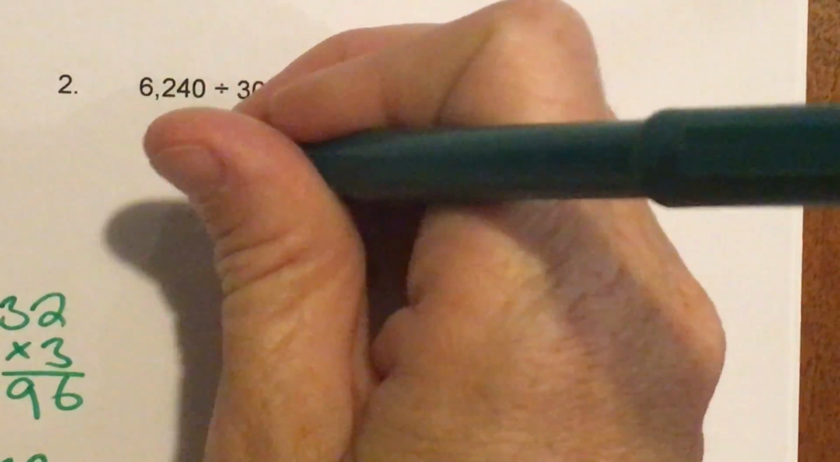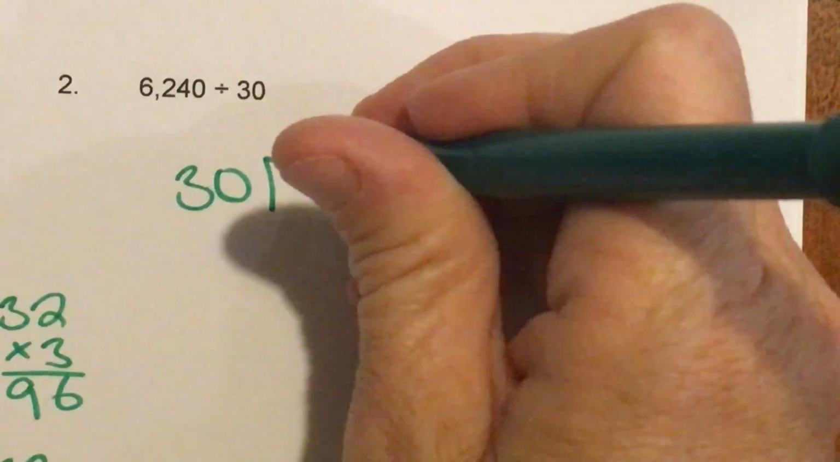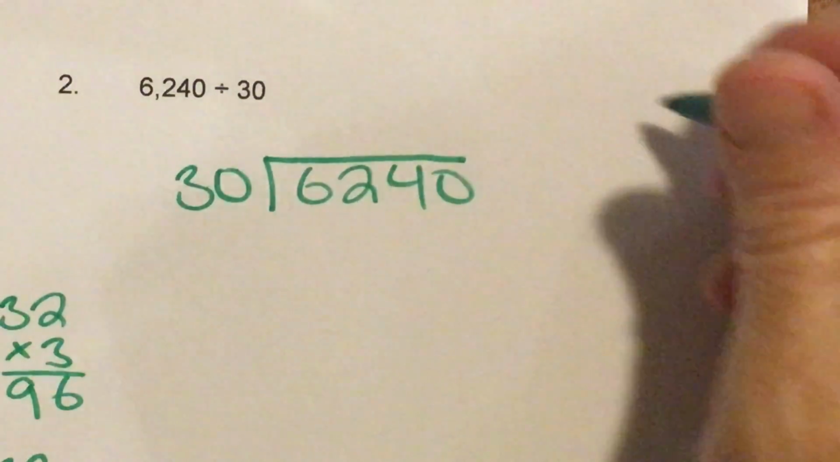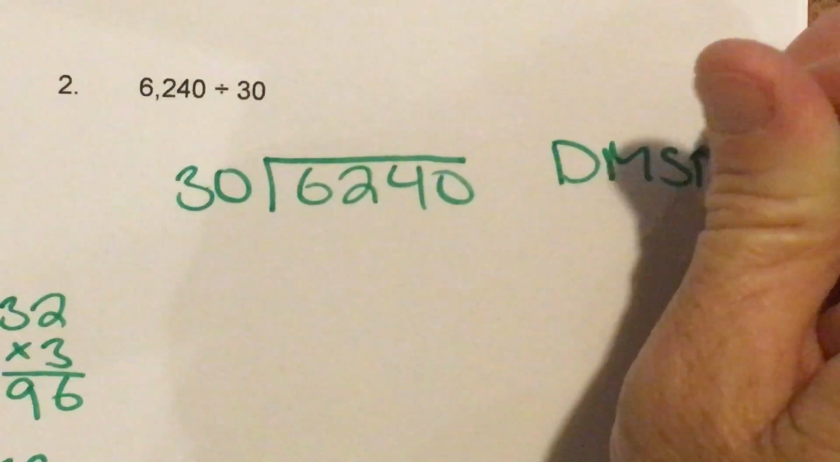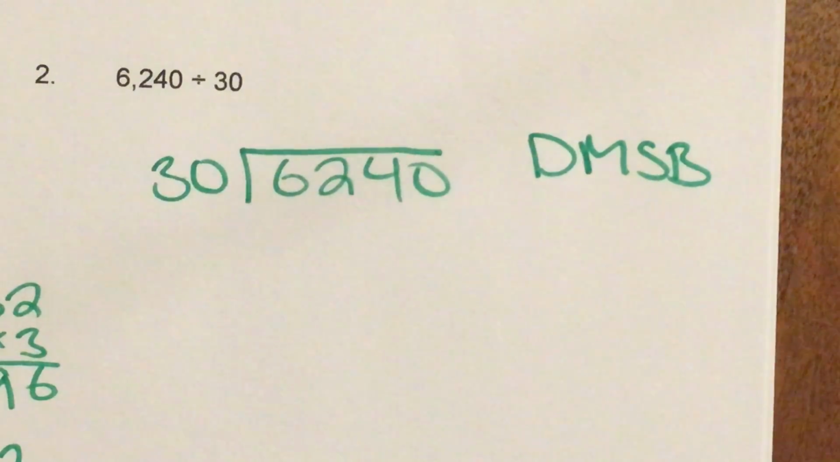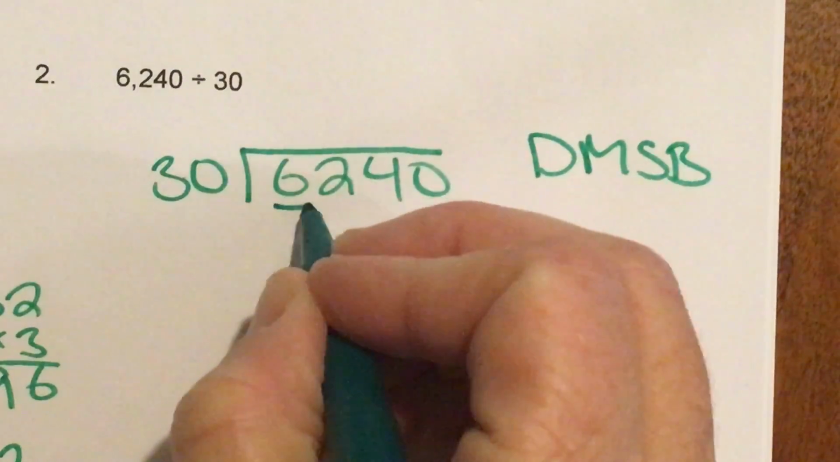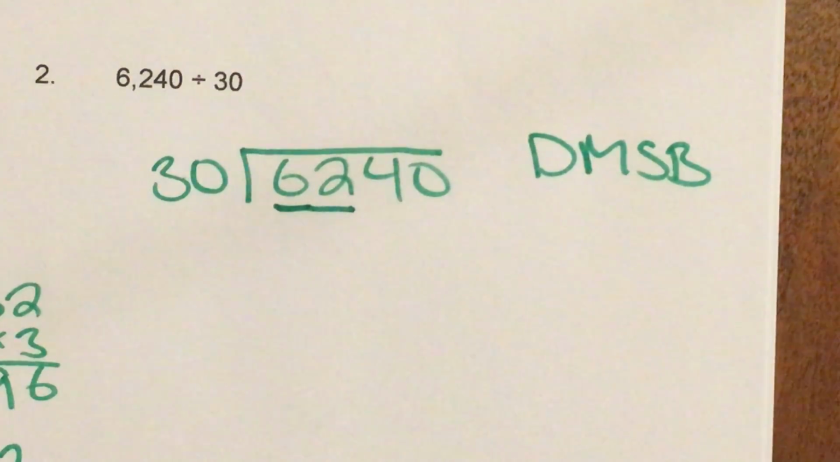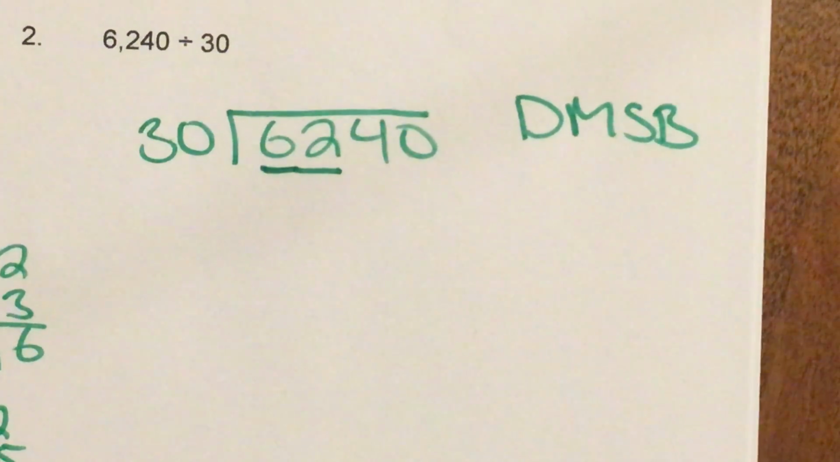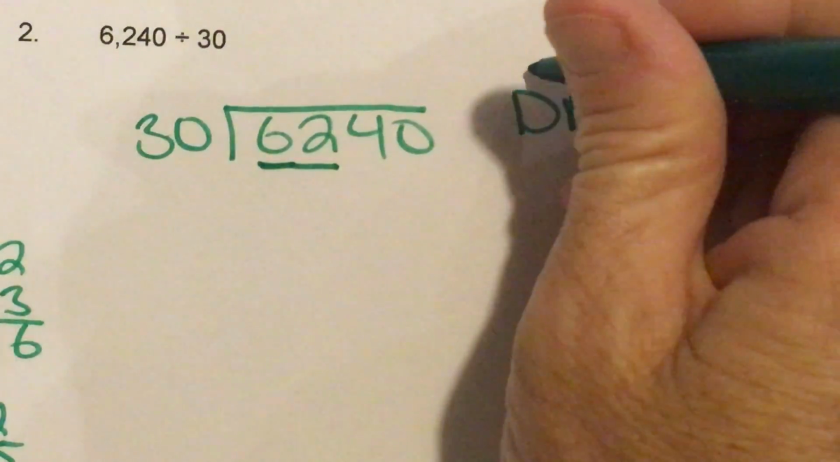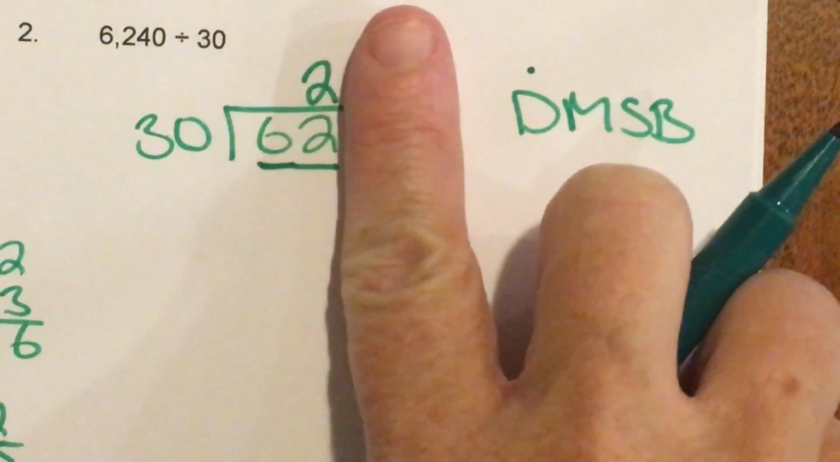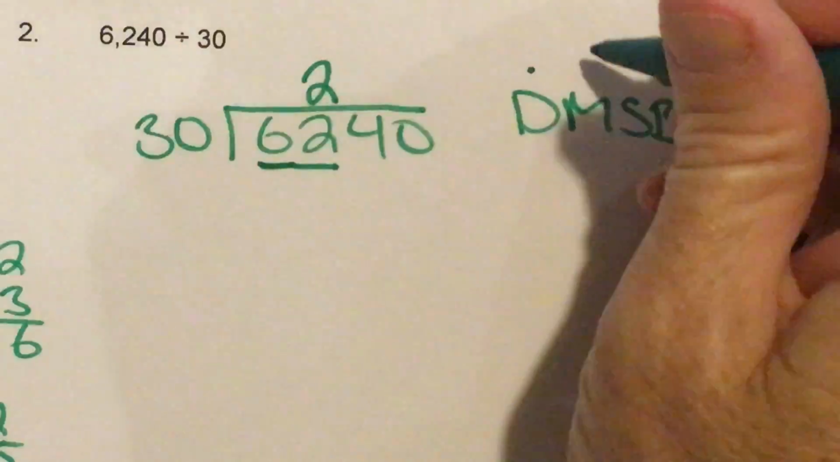Okay, this one they did not set up correctly for me, so I need to remember that my divisor goes outside, my dividend goes inside. So that's step 1. Step 2 is daddy, mommy, sister, brother. And then step 3 is just get started. So can 30 fit into 6? No. Can 30 fit into 62? Yes. And you might be able to figure this out in your head. I know 30 plus 30 is 60. So I know it's going to be 2 times. Notice where I put the 2. Not here, but here. Okay, now I'm going to multiply.